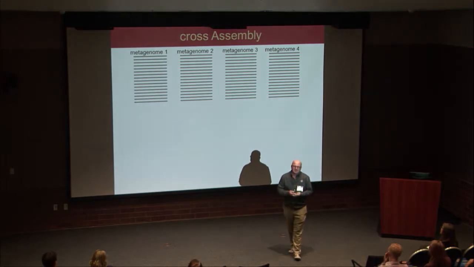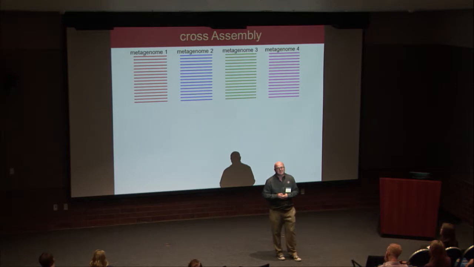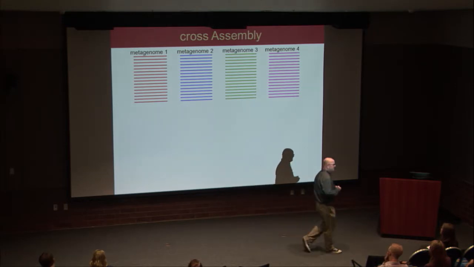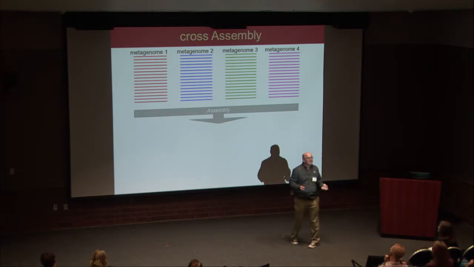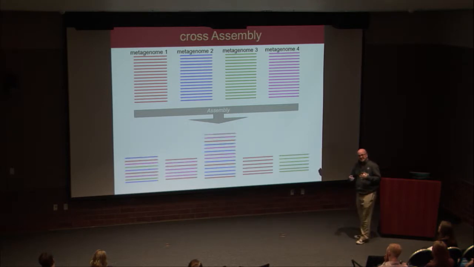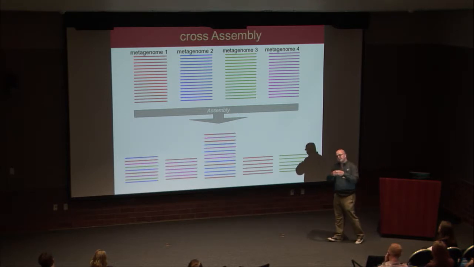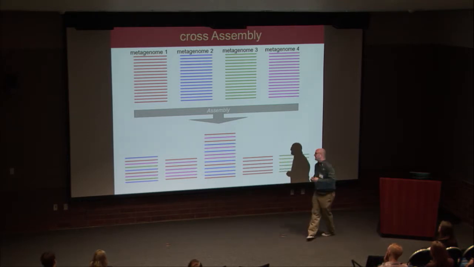So basically the idea is we start with a few metagenomes, we color them so that we can tell them apart. We don't really color them. And then we do an assembly, like using one of the common assembly algorithms, and we end up with a bunch of contigs. So these are longer reads. We started with 100 base pair reads, 200 base pair reads. We're trying to make longer fragments of DNA.